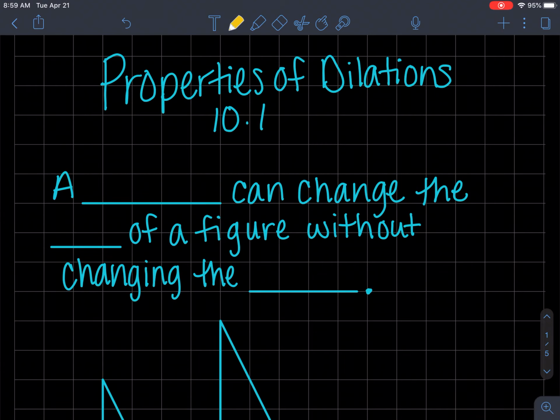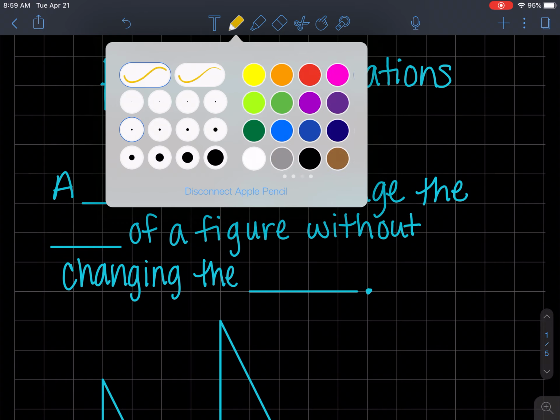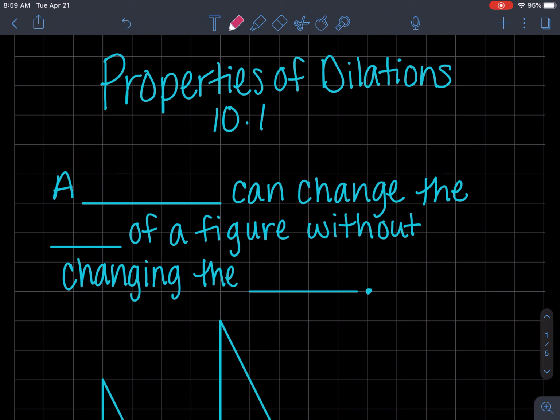All right, so we have Properties of Dilations. This is 10.1. So if you watched the Introduction to Dilations stuff that Mr. Ferrari put out, some of this, the beginning is going to be very much review, but that is fine.